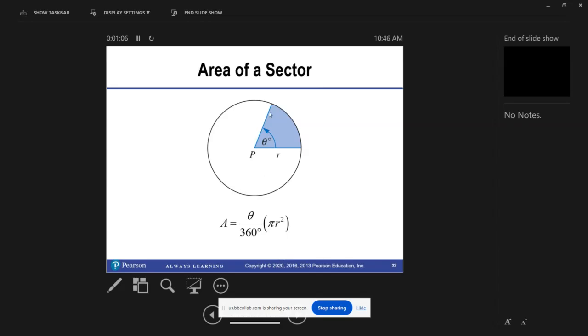That makes the area of a sector. Well, if the circle is pi r squared, this section of the circle would be whatever the angle is over 360. So that ratio tells you how much of the circle it is. You're dividing by 360 because all the way around the circle would be 360. And then you're just multiplying by the area of a circle, pi r squared.